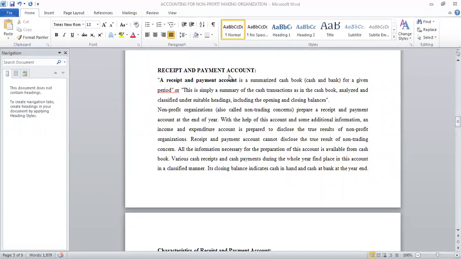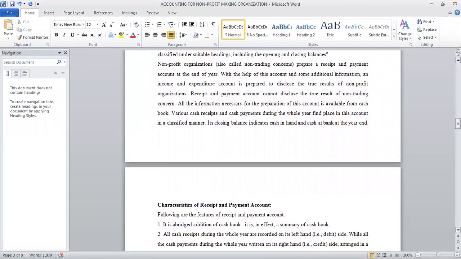The receipt and payment account is simply a summary of a cash book, whereby on the left-hand side, we record all the cash and checks received. On the payment side, we record all the cash and checks issued. So at the end of the day, we are going to have the balance. That is the total cash received, you subtract the total cash paid, then you will have the balance at the end of the financial year.